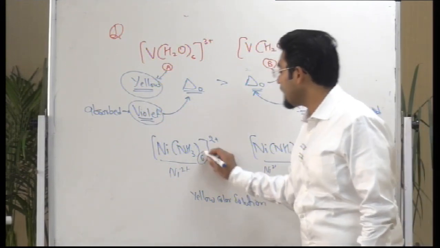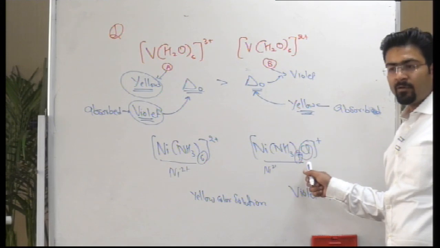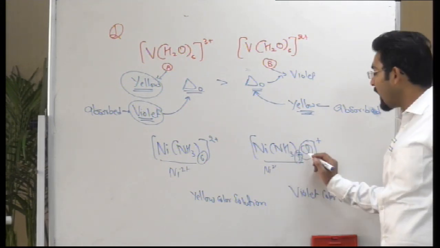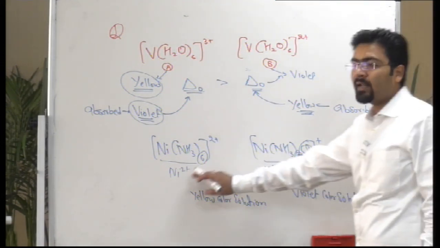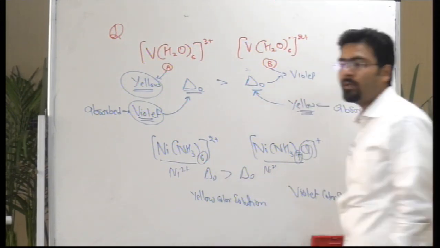Here all the 6 ligands are amine. Here 5 ligands are amine and 1 is chloro. And as we know, chloro are relatively weaker ligands in comparison to amine. So I have replaced one strong ligand by one weak ligand. So here the ligands are stronger, the energy gap will be higher, and here the energy gap will be lower.